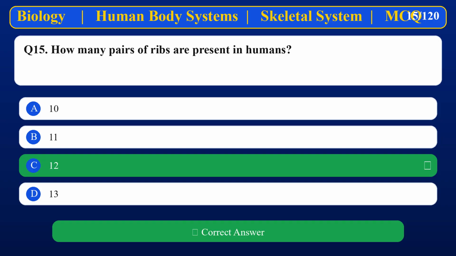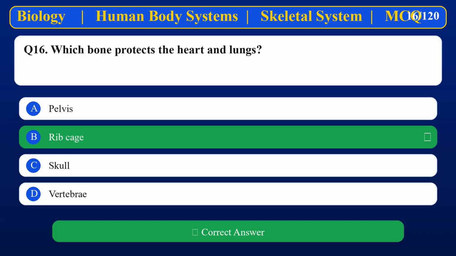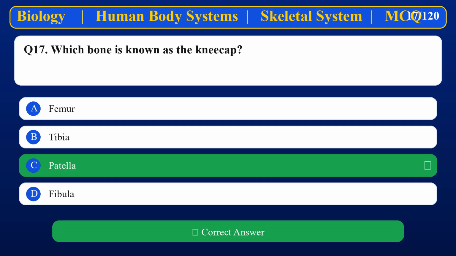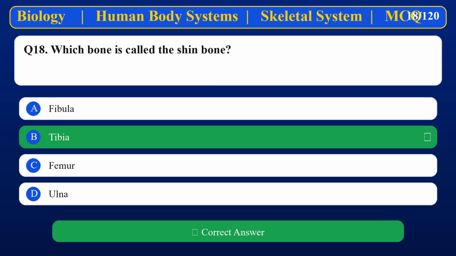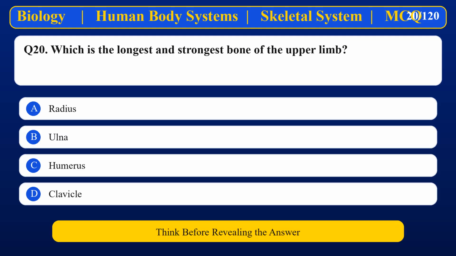How many pairs of ribs are present in humans? 12. Which bone protects the heart and lungs? Rib cage. Which bone is known as the kneecap? Patella. Which bone is called the shin bone? Tibia. Which bone lies parallel to the tibia? Fibula.